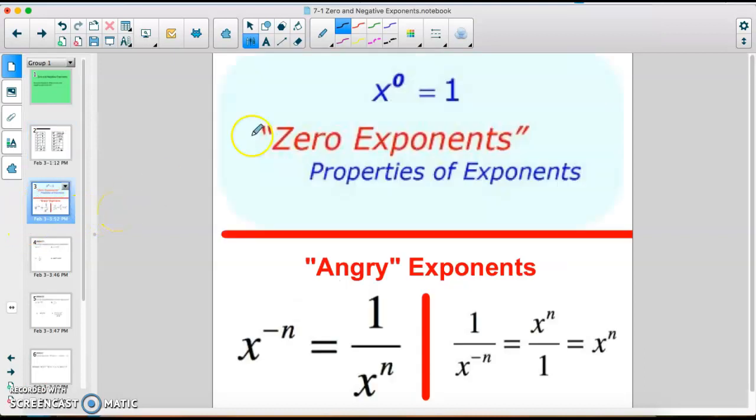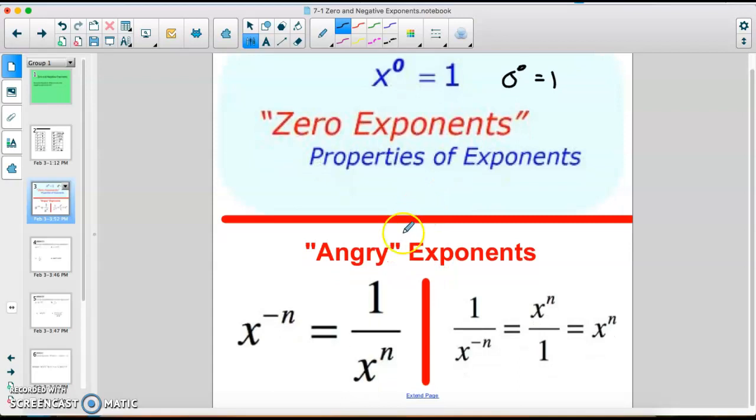All right, so that's an intro. And the key point is this: anything to the 0 power is 1. Those are called zero exponents. Even 0 to the 0 power is 1. Now, there is some debate amongst the math community of whether this should be 0 or 1. I'm on the side that it's 1. Anything to the 0 power is 1. You could have 1 trillion to the 0 power, which is just 1.